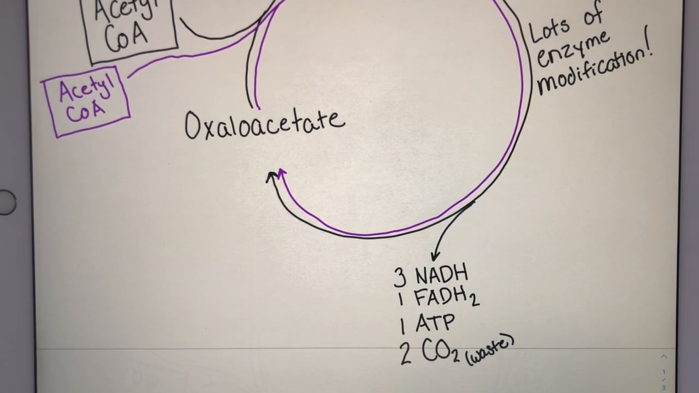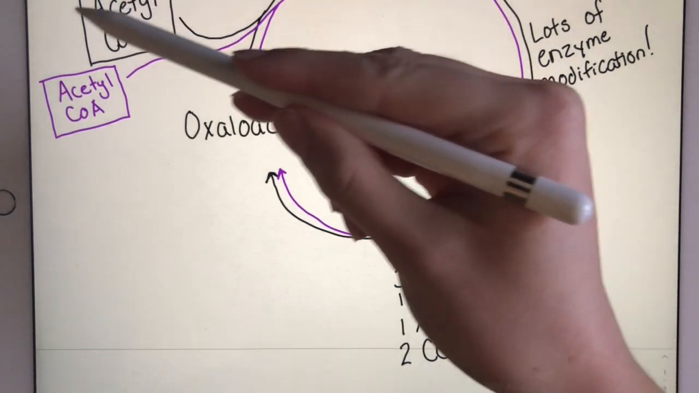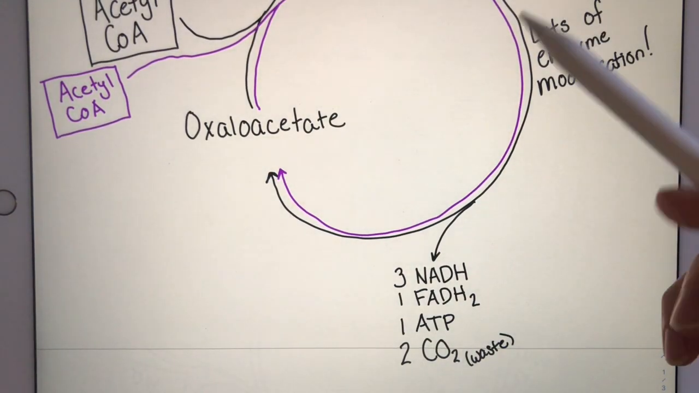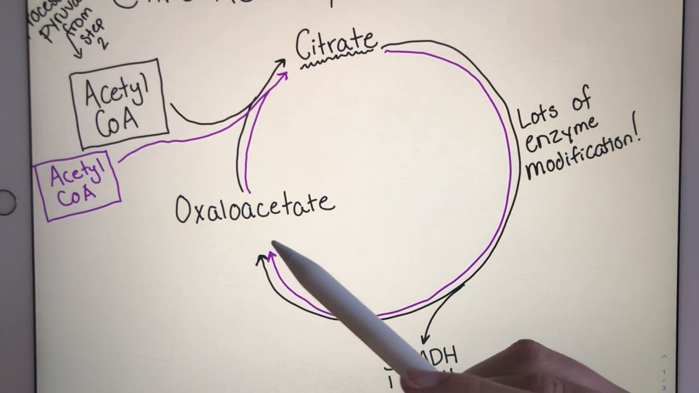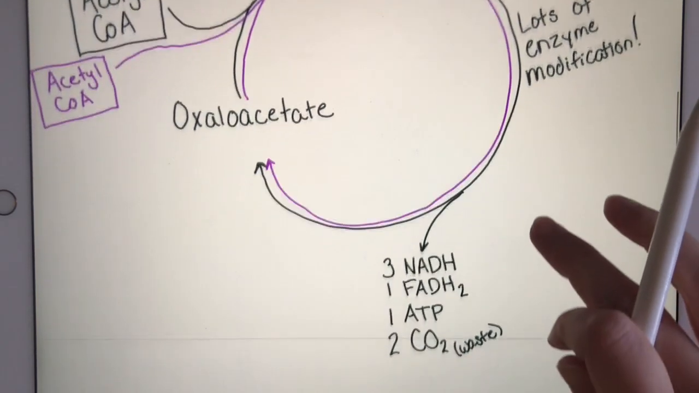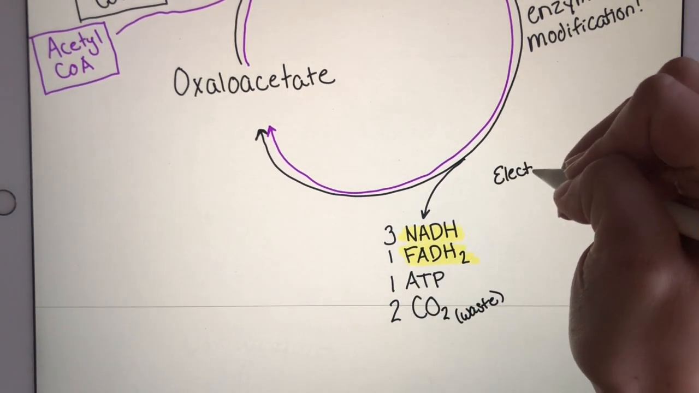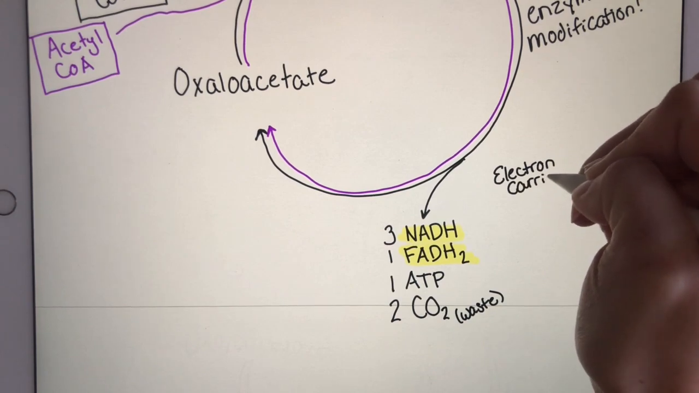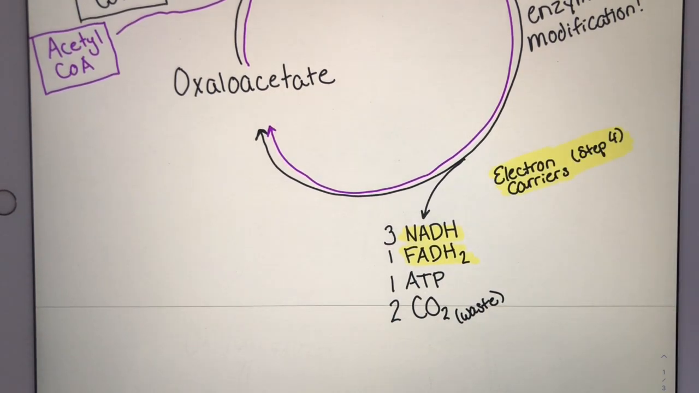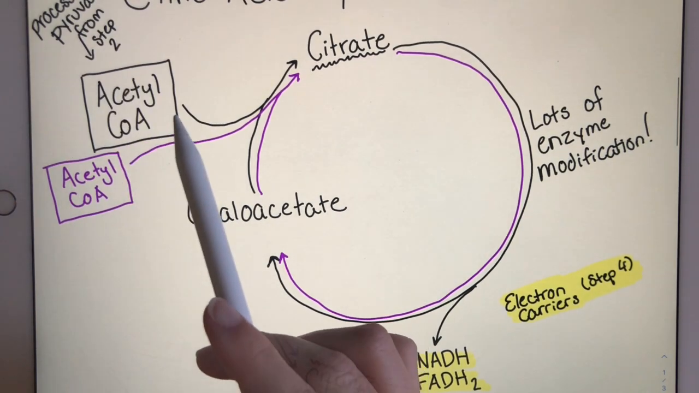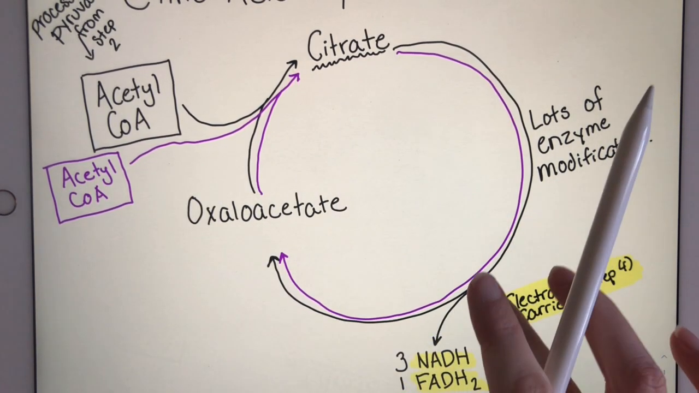So 1 molecule of acetyl-CoA, so I'm going to say the black square here, when modified before it is recycled into oxaloacetate, we get a lot out of it. We get 3 molecules of NADH and 1 molecule of FADH2. These are electron carriers and will be important in step 4, which will be in the next video. In addition to those electron carriers NADH and FADH2, we get 1 molecule of ATP and 2 molecules of waste CO2. However, we've had 2 molecules of acetyl-CoA enter the citric acid cycle.